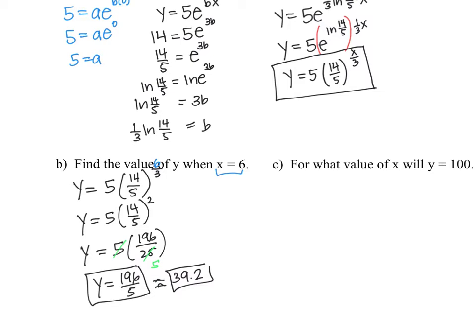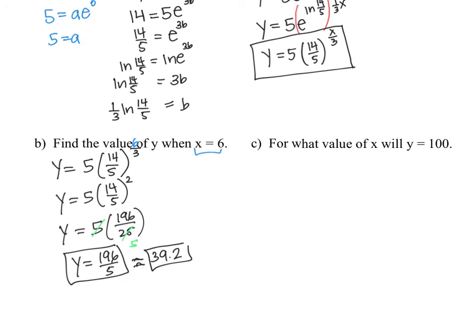Okay, so for part C, you're going to solve for x when you are given a y value. So it tells me, what is it? Y is 100. So I'm going to have 100 is equal to 5 times 14 over 5 to the x over 3. Okay, I'm going to divide the 5 over first. You definitely cannot distribute that because the 14 over 5 has an exponent being applied to it, an exponent with a variable. So you have not even any kind of clue what that's going to equal.